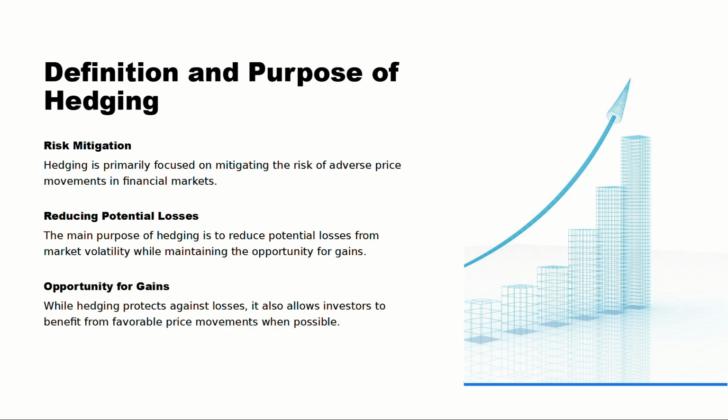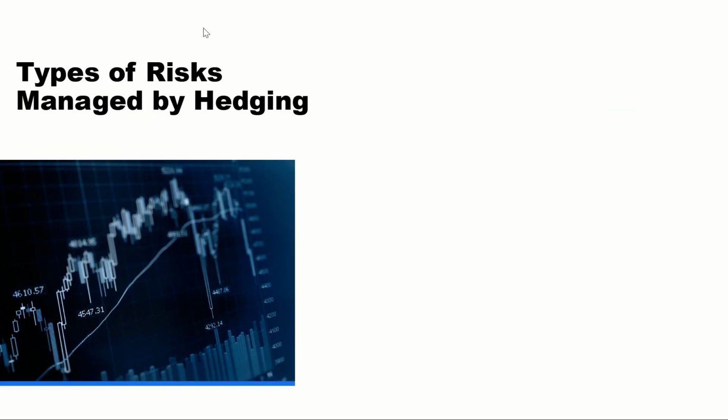Definition and purpose of hedging. Risk mitigation. Hedging is primarily focused on mitigating the risk of adverse price movements in financial markets. Reducing potential losses. The main purpose of hedging is to reduce potential losses from market volatility while maintaining the opportunity for gains. While hedging protects against losses, it also allows investors to benefit from favorable price movements when possible.